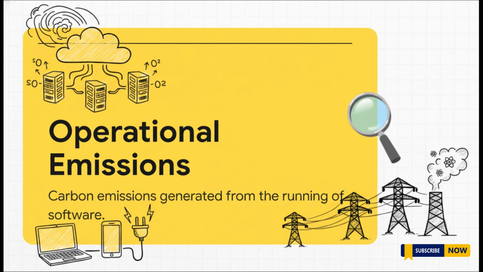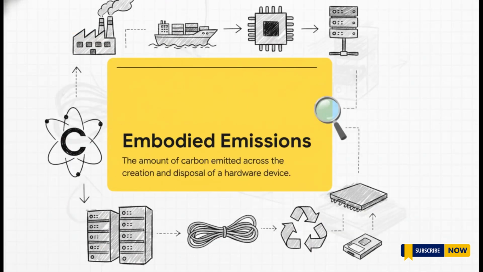So, think of all the power being pulled by servers in a data center, or even the power used by your laptop or your phone. The more processing your app does, the more energy it needs, which, depending on where that power comes from, means more carbon. Now, the second part is the one we usually forget about, the hidden cost.